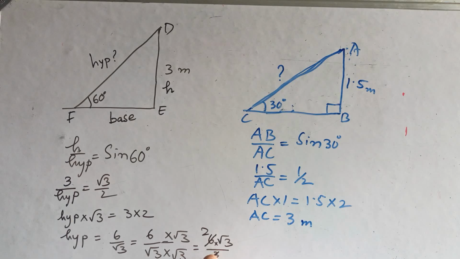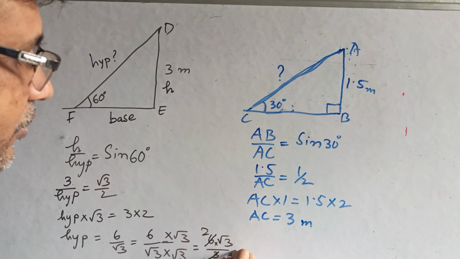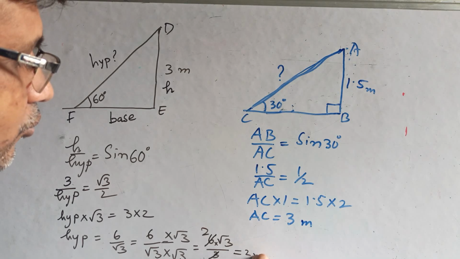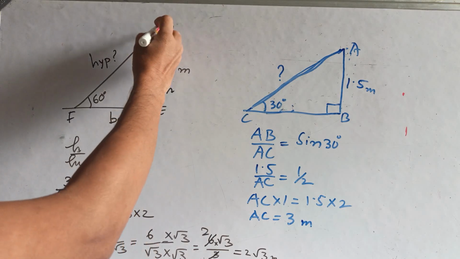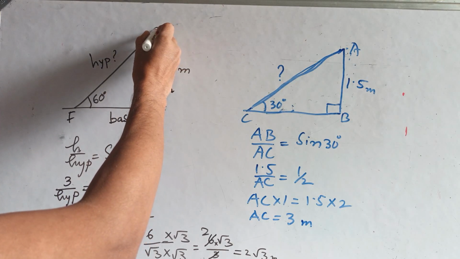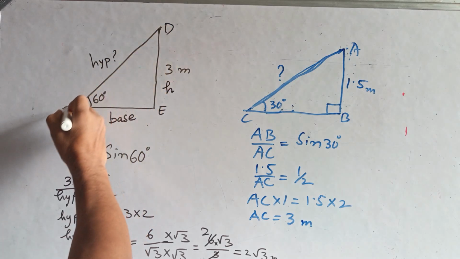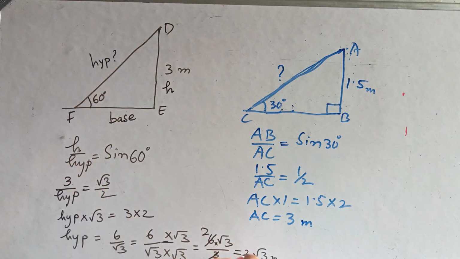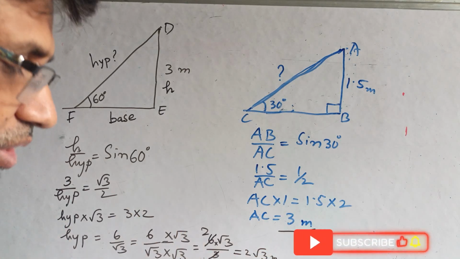So now we have cancelled 3 and 6, so we got 2. So this became 2 root 3 meter. Okay, so for the elder kid, the length of the slider, DF, is 2 root 3 meter. And for the younger kid it is 3 meter. So this is one answer and this is another answer. Okay, hope you have understood this.